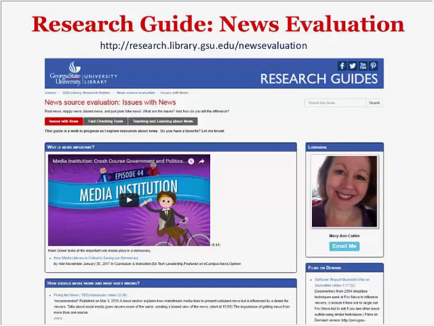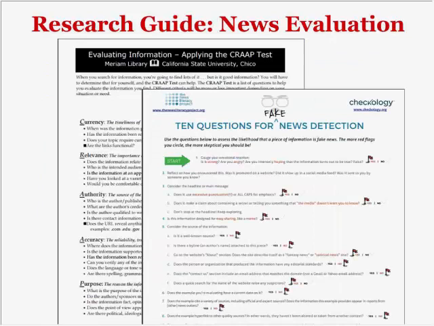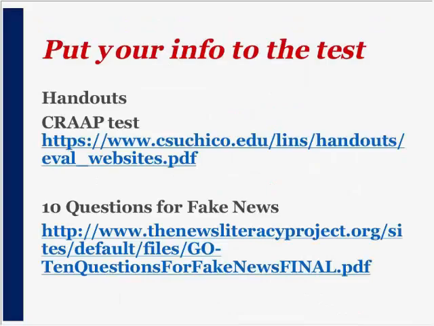Right. So a couple of things that are on this guide are a handout about the crap test, and also 10 questions for news detection. And these are the URLs for those things. If you're watching the archive, you can pause this and go see them, but you can also go just to the LibGuide and get them, the research guide.